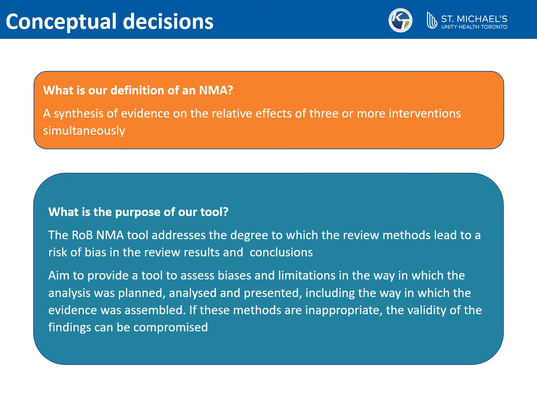So our definition of a network meta-analysis was a synthesis of evidence on the relative effects of 3 or more interventions simultaneously. And the purpose of our risk of bias tool is to assess the degree to which the review methods lead to a risk of bias in the review conclusions and the results. We aim to provide a tool to assess biases and limitations in the way in which the analysis was planned, analyzed, and presented, including the way in which the evidence was assembled. If these methods were inappropriate, we thought that the validity of the findings would be compromised.